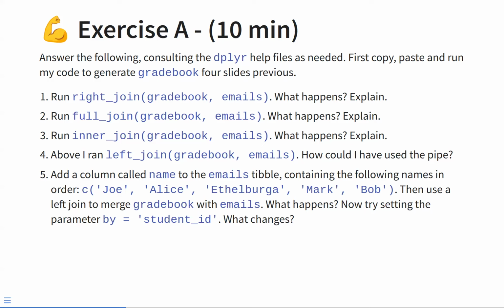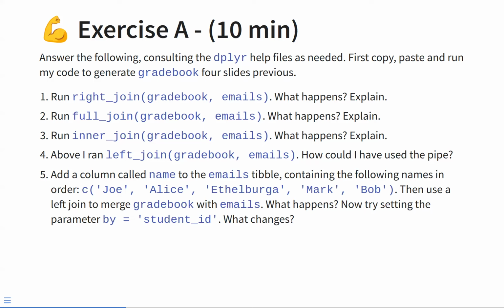Then I would like you to experiment. You can try running a right join, guess what will happen, then see what happens, and then try to explain. Do the same for a full join and an inner join. Then I'd like you to think about how you might be able to rewrite my left join by using a pipe. Finally, I'd like you to add another column to the emails tibble.